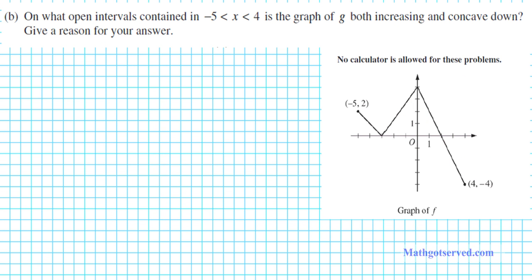So let's take a look at the B part. The B part says: on what open intervals contained in -5 < x < 4 is the graph of G both increasing and concave down? Give a reason for your answer.